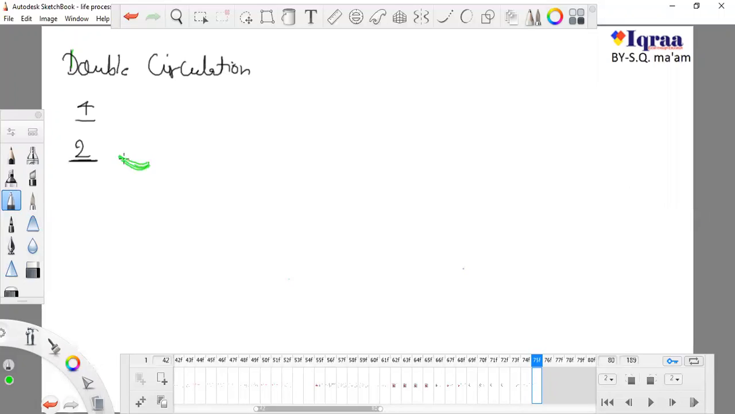I use this to make a valve. Now for reptiles, there are some organisms which are known as reptiles. Do you know what reptiles are?